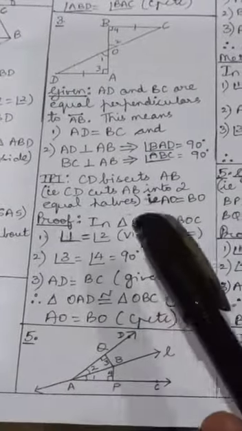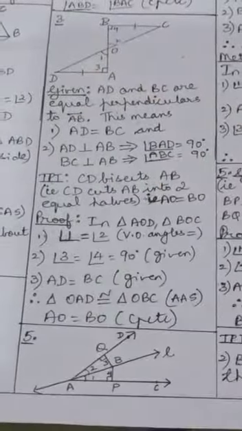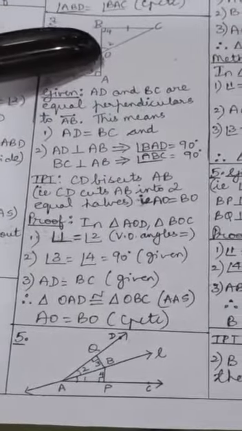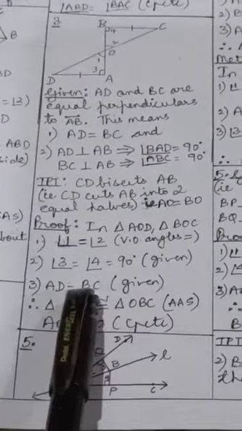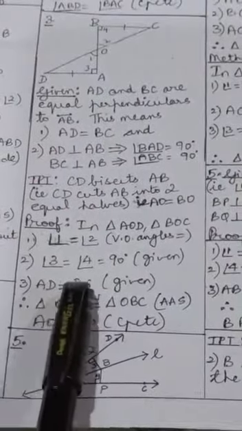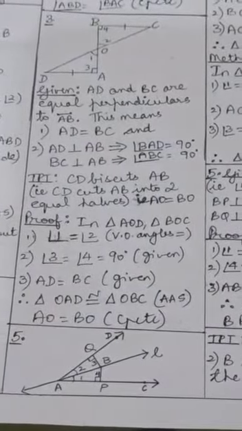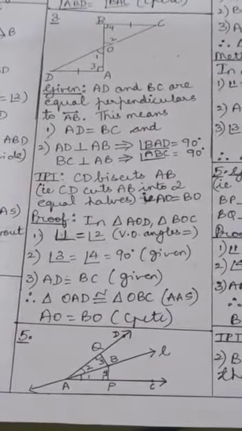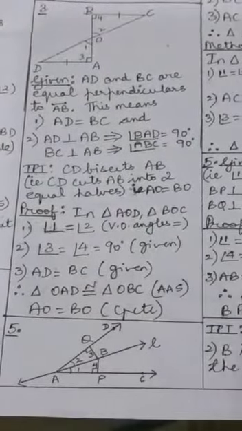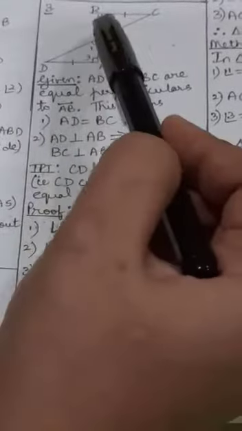Look at the other triangle. Which are the angles? Angle 2 and angle 4. Angle 2 and angle 4 contain the side BO or OB. But what is it that we have here? BC. So clearly AD and BC are not the sides included by these two angles. Alright. So you cannot use ASA. ASA is two angles and the included side.